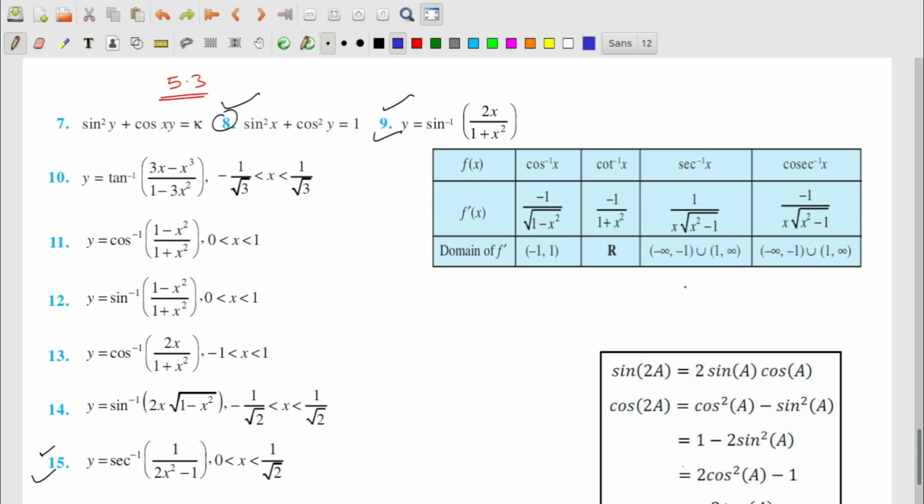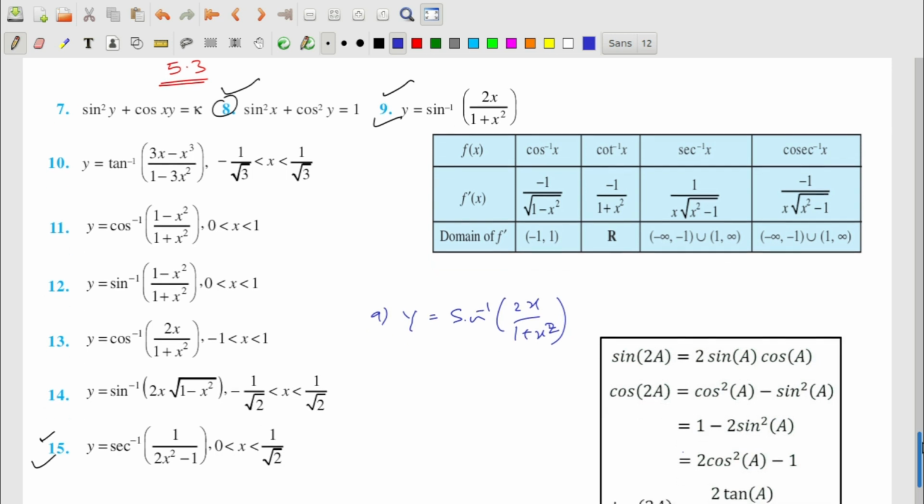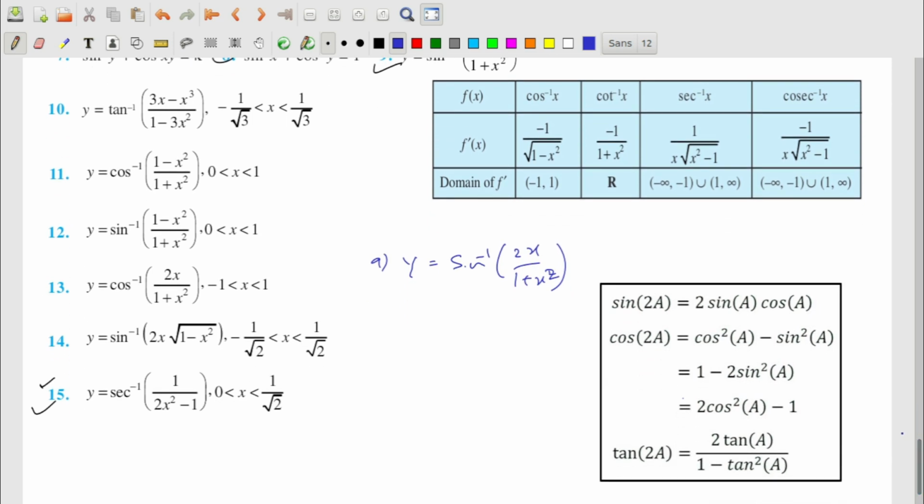Let's solve question number 9, that is y is equal to sine inverse of 2x divided by 1 plus x square. So here we can't use the direct formula. Then the other option is making a substitution. What substitution needs to be made here?